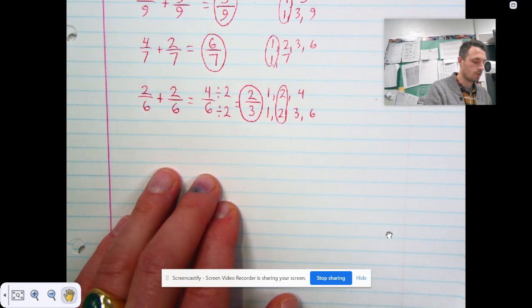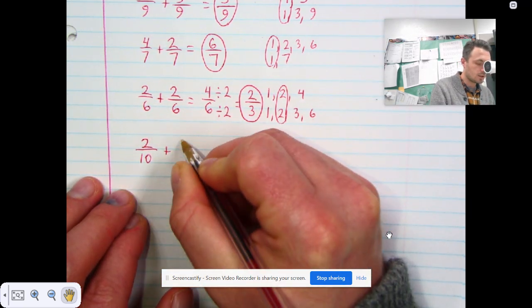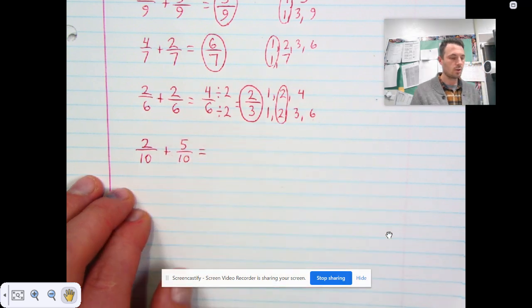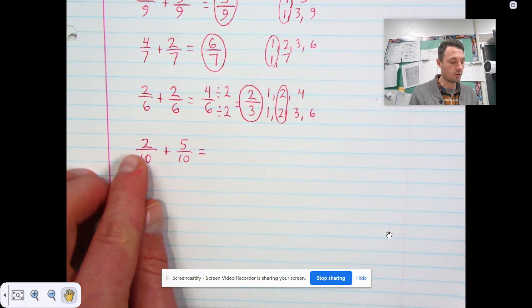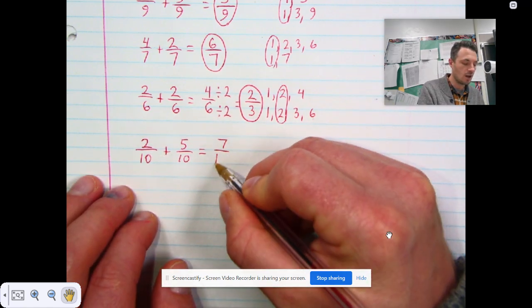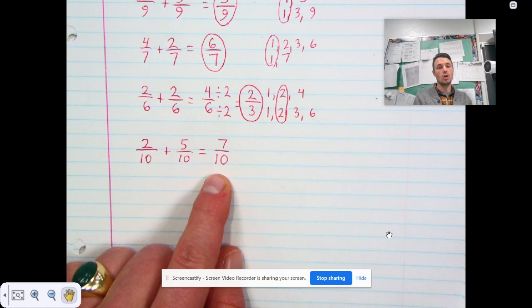Let's do another example. Let's do 2/10 plus 5/10 equals. Step 1 is add the numerators. 2 plus 5 is 7. The denominator stays the same, so it stays 10. The answer is 7/10, and that's already in simplest form because 7 and 10 won't have any common factors other than 1.